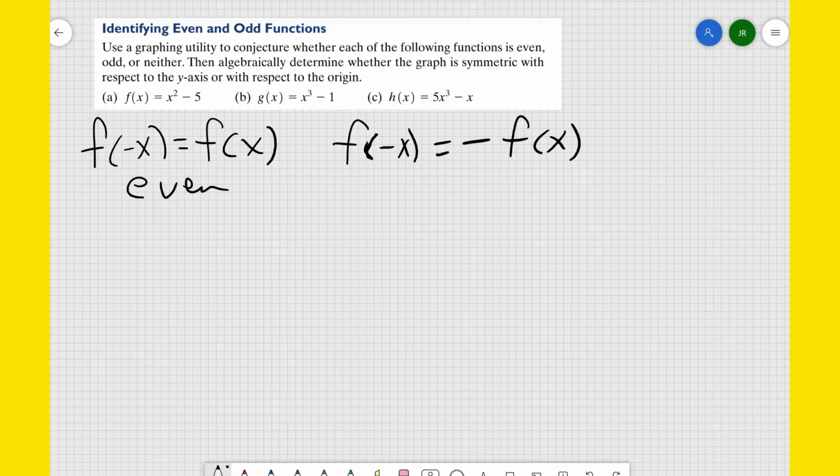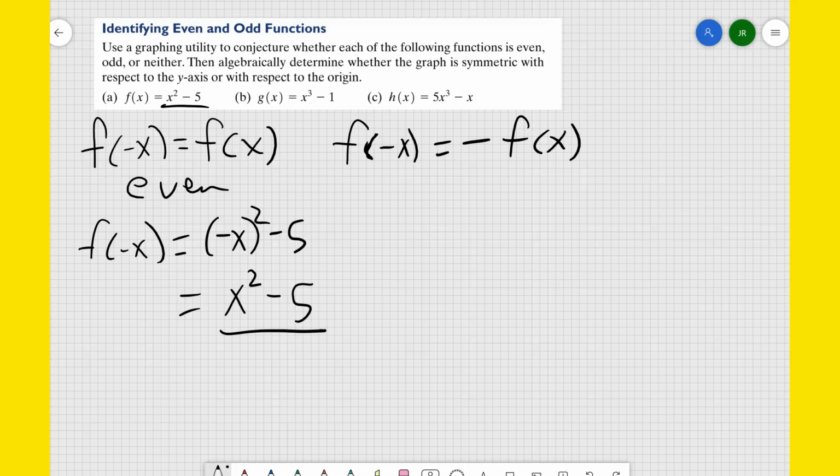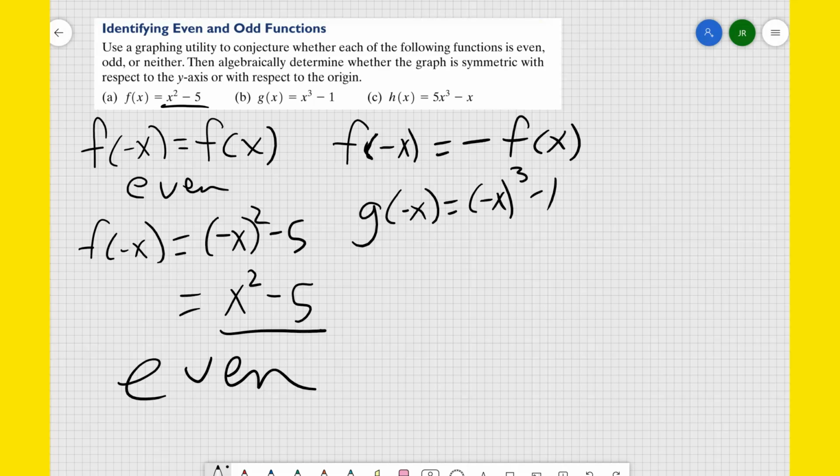For this part A here, I'm going to plug in negative x in the place of x. So that becomes negative x squared minus 5. What's negative x times negative x? It is positive x to the second minus 5. Now compare this to this. It's the same exact thing. So when we plug in negative x, we get the same thing as f of x. So it's even. All right, part B. G of negative x. It's going to be negative x to the third minus 1.